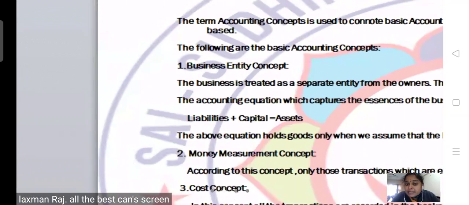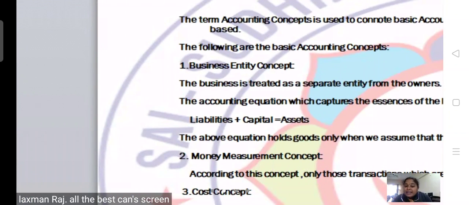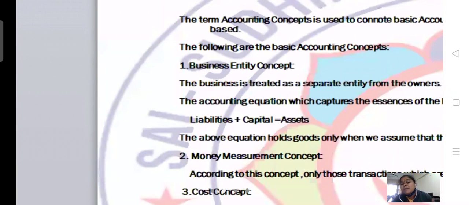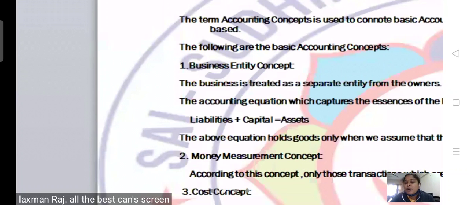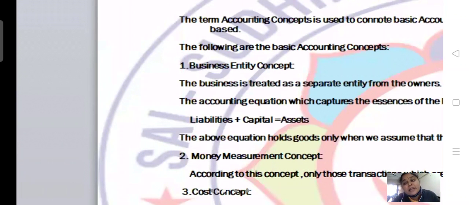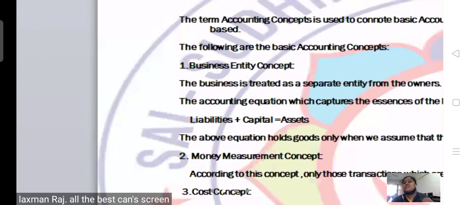Money measurement concept means that business transactions are expressed in monetary terms, in money, and that is what is recorded. So we call it a cash book. Do you remember the cash book? What do we do in the cash book? Only the cash receipts and the cash payments are recorded. Debit side, all the cash receipts; credit side, all the cash payments.